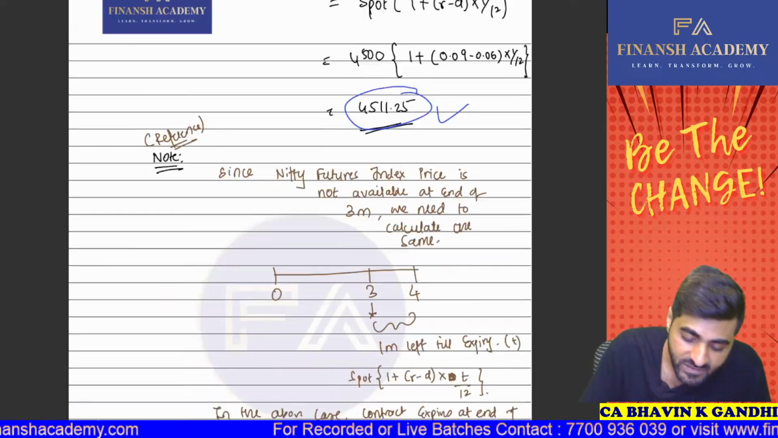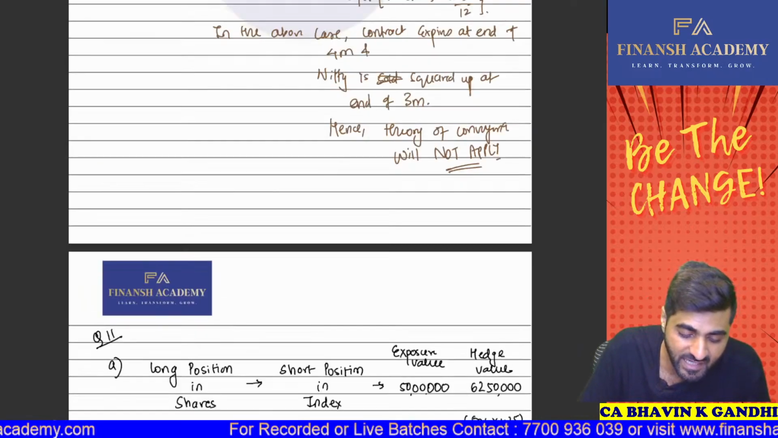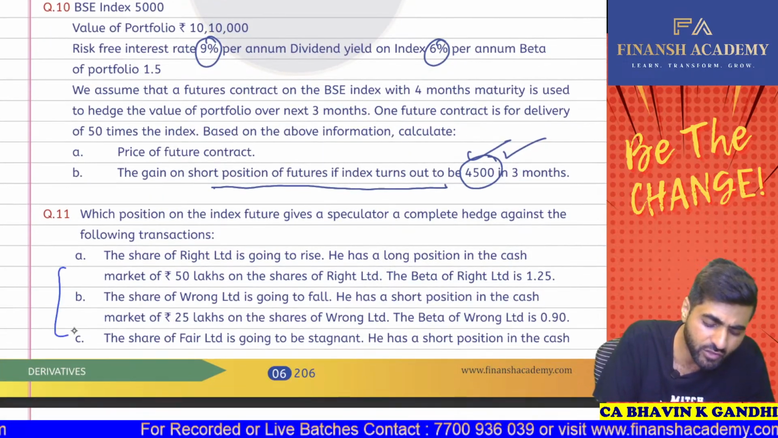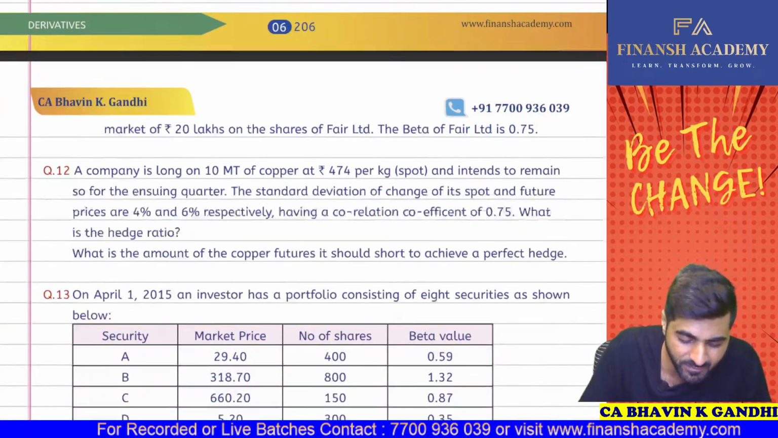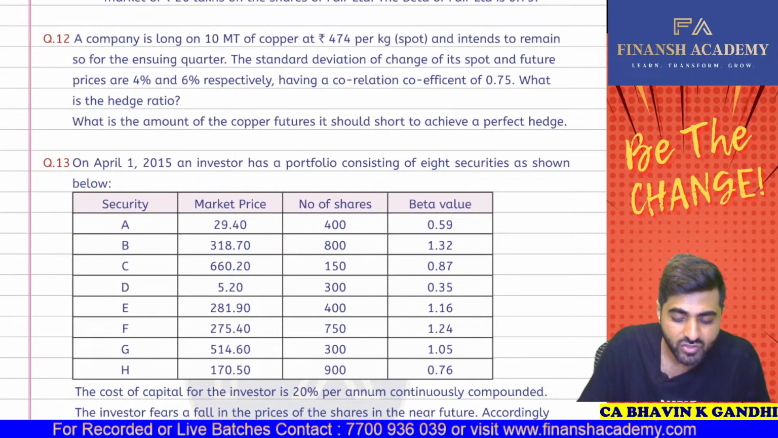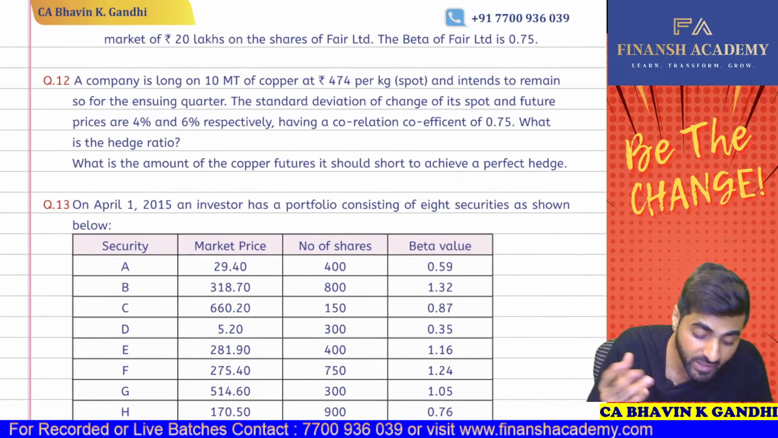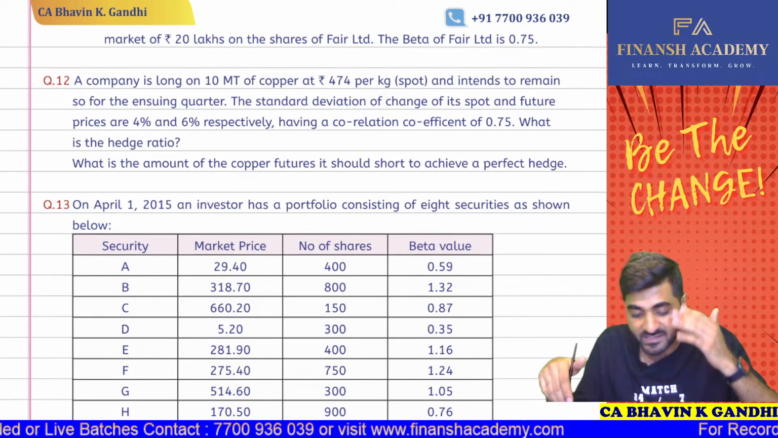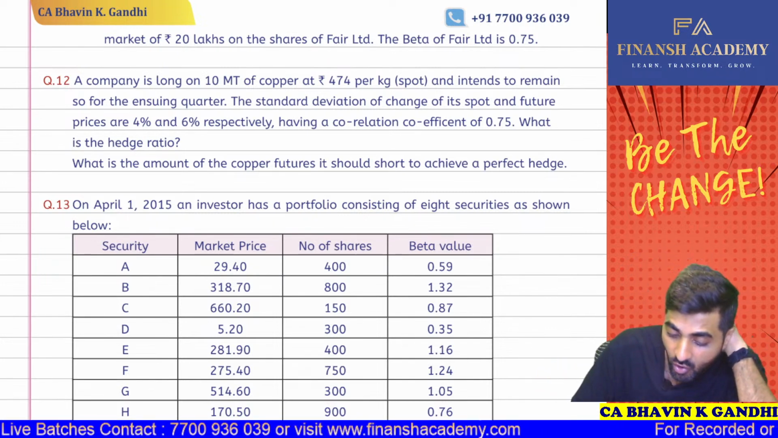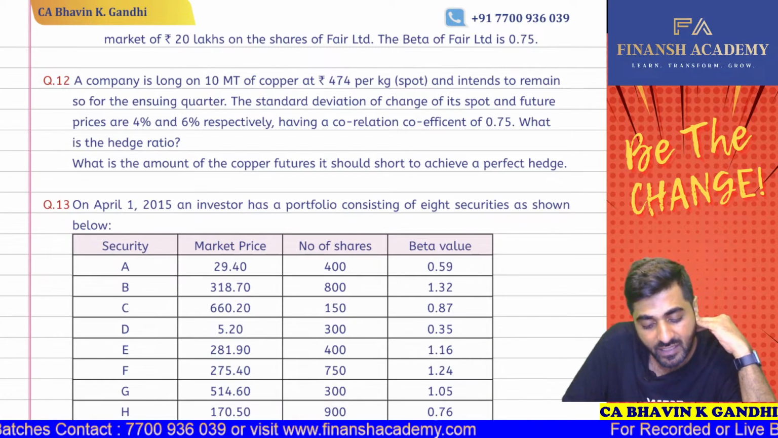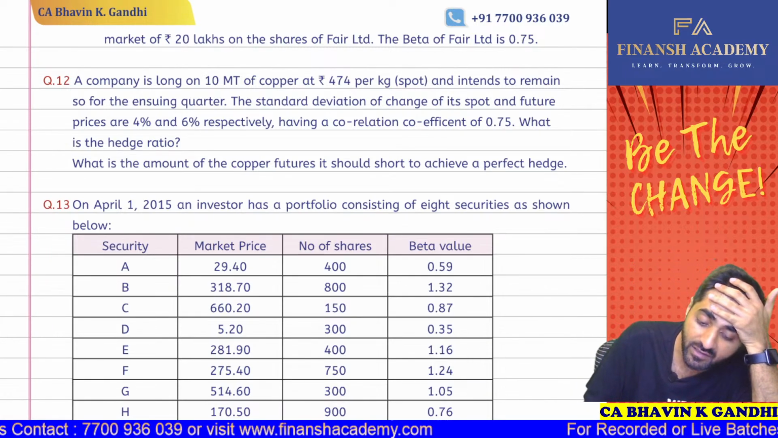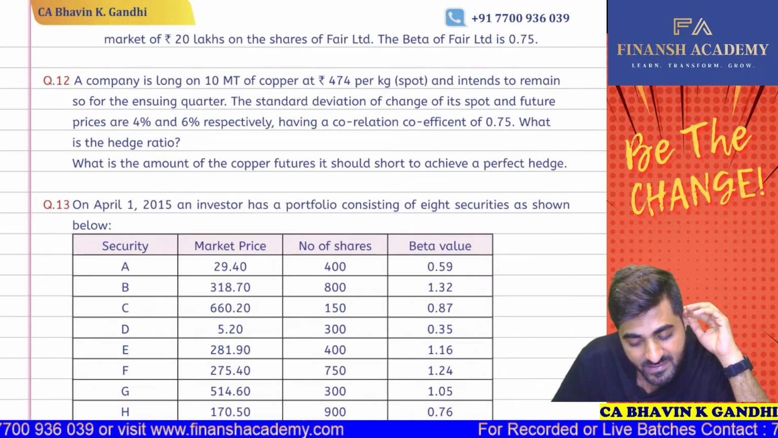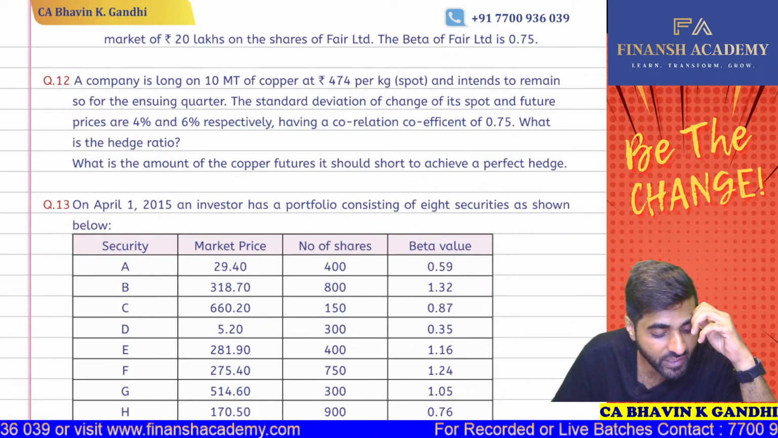Now, my dear students, let's start with the next question. Question number 11. That's a very easy question. Which position we need to take, short or long position. That is something you can definitely do, so not to worry. In your question number 12, see what is given to you in this particular question. A company is long on 10 metric ton of copper at 474 per kg spot. So this is the spot price, and it intends to remain the same for the ensuing quarter.